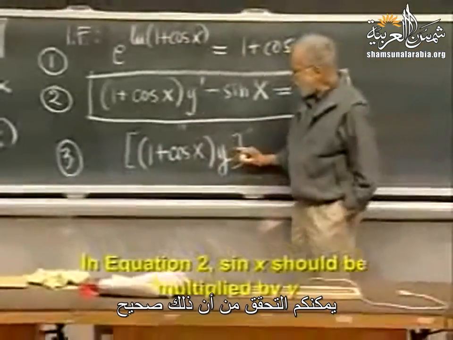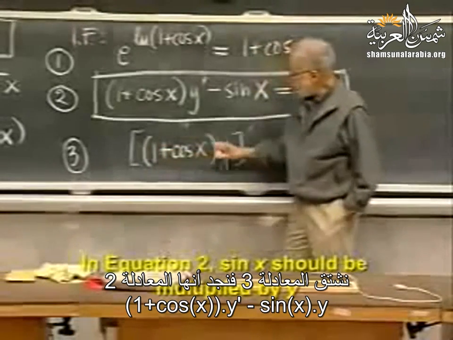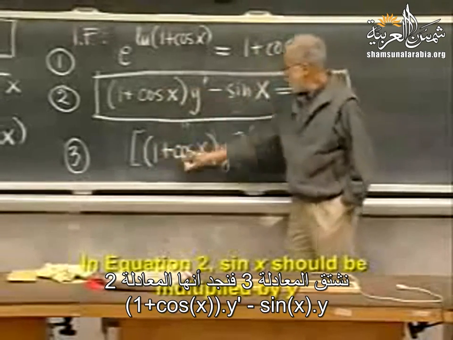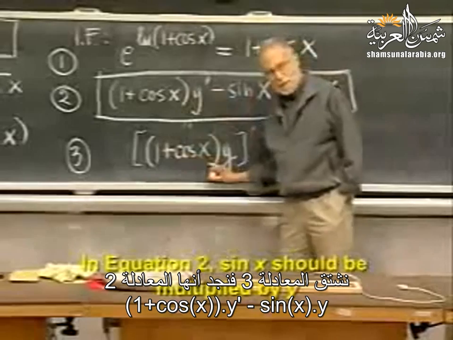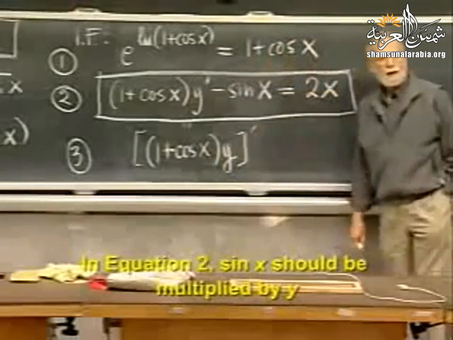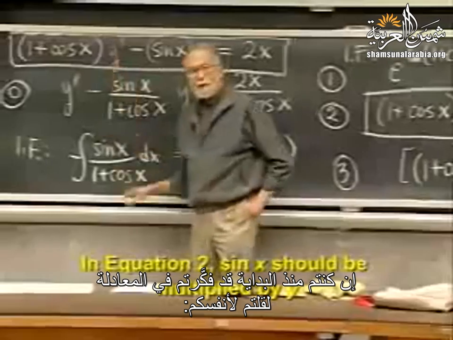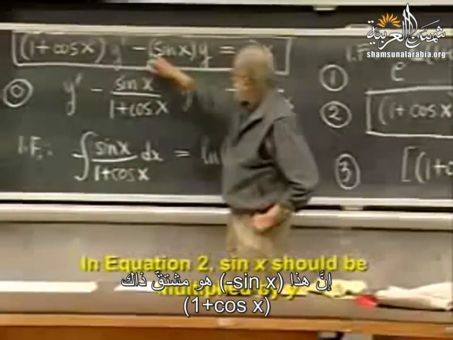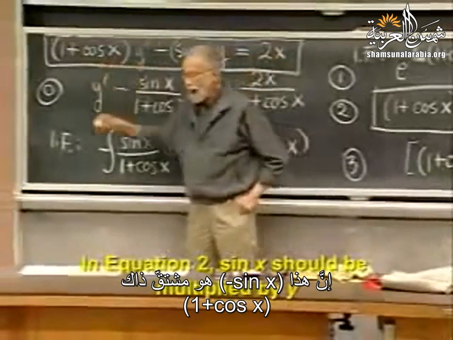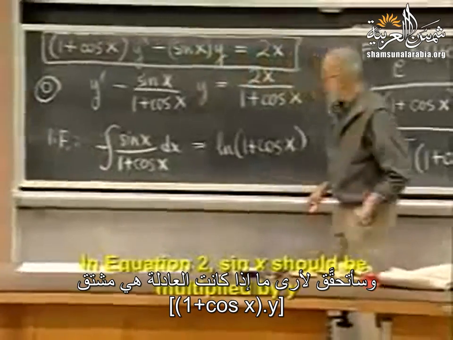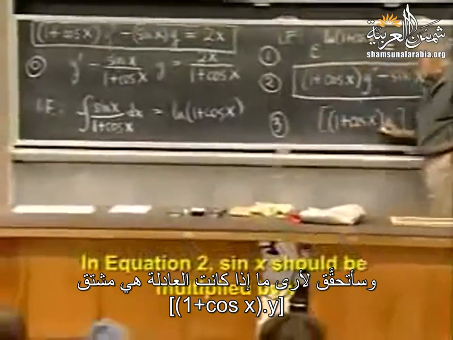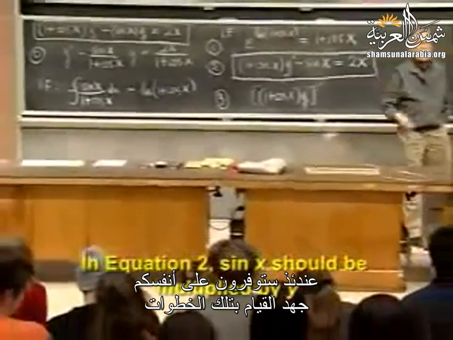Now, you can check that that's in fact the case. It's 1 plus cosine x, y prime, plus minus sine x, the derivative of this side, times y. So, if you had thought, in looking at the equation, to say to yourself, this is the derivative of that, maybe I'll just check right away to see if it's the derivative of 1 plus cosine x times y, you would have saved that work.